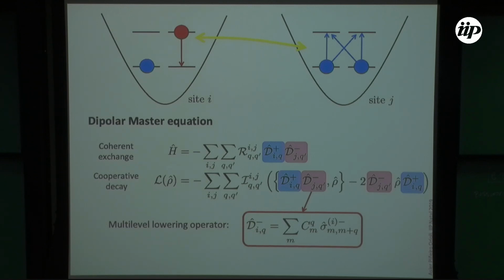They can be seen as multi-level raising and lowering operators defined like this. Now, for a 2-level system, this would be just a Pauli minus operator, and the D+ a Pauli plus operator. But for the multi-level system, it's a sum over all possible decay channels weighted by the Clebsch-Gordan coefficient of the transition. And now the interactions depend on these coefficients, R and I, that depend on the distance and orientation between the 2 atoms, and on the polarizations, q and q prime, of the involved transitions.